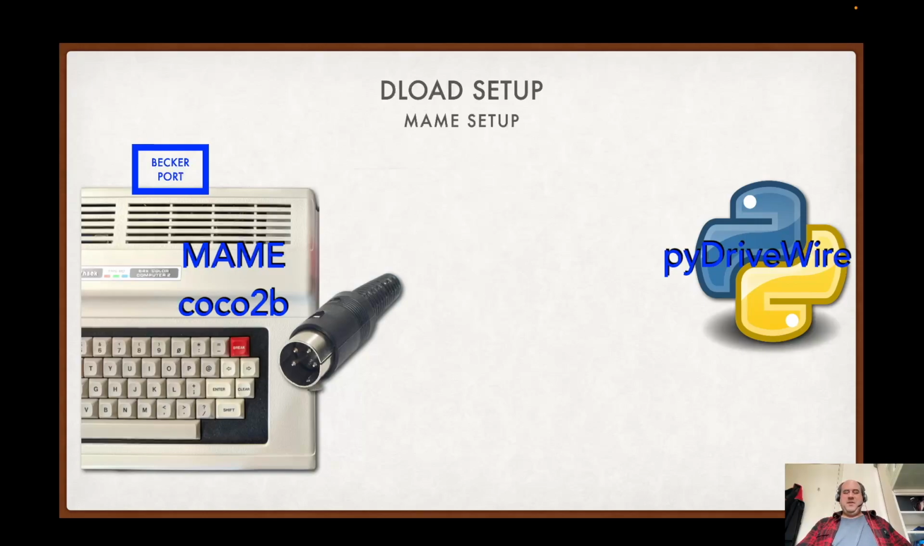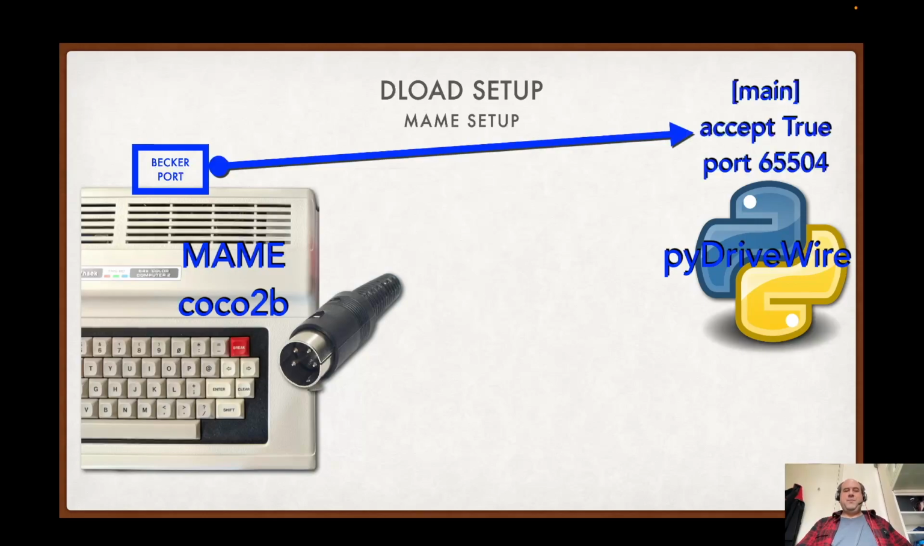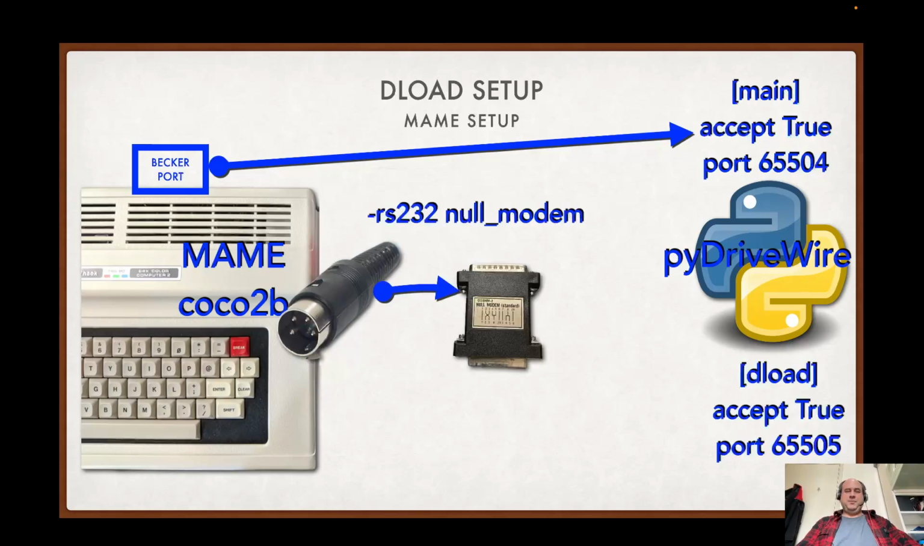First, we're going to talk about the Becker port. The Becker port connection is very simple. It connects over a TCP/IP socket from MAME straight into pyDriveWire. Now we're going to connect the bitbanger connection, which if you are on a physical Coco, it would be the 4-pin DIN connector in the back of the machine. But in MAME, instead, everything of course is virtual, so we can configure what that connects to.